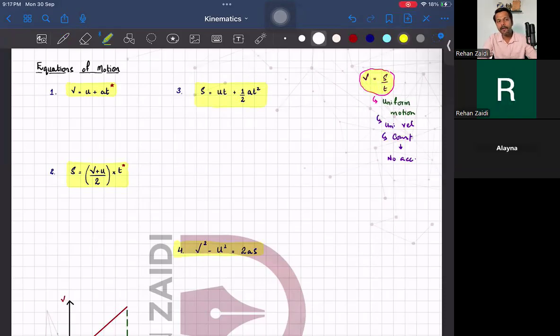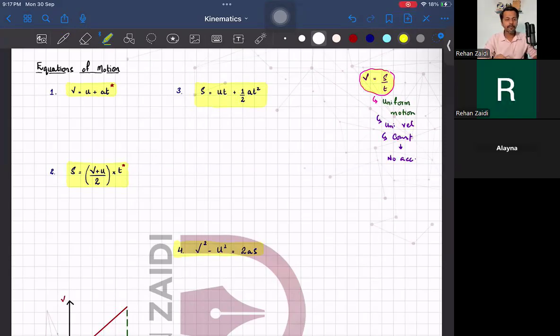Now what if the object is accelerating? अब object accelerate कर रहा है, तो मैं क्या करूंगा? तब तो ये formula वहां पे फिर valid नहीं रहेगा, ठीक है ना? Now I need some new mathematics. Now that new mathematics is basically equations of motion. We have basically four equations through which हम अपने uniform acceleration वाले motions को solve करते हैं. तो इसलिए उनका नाम है equations of motion.